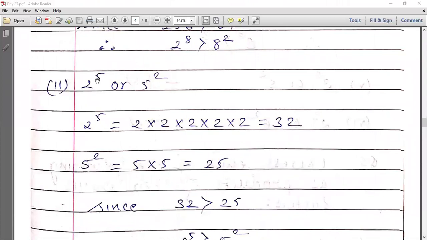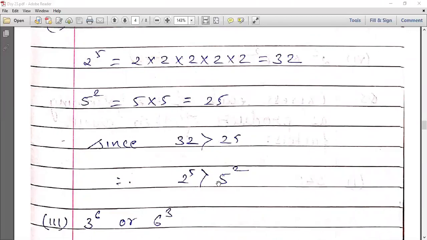Second part is 2 raised to 5 or 5 raised to 2. 2 raised to 5 when expanded and solved will give you the value as 32, whereas 5 raised to 2 will give you a value of 25. Here, since 32 is greater than 25, 32 was the value of 2 raised to 5, whereas 25 was the value of 5 raised to 2. Hence, 2 raised to 5 is greater than 5 raised to 2.